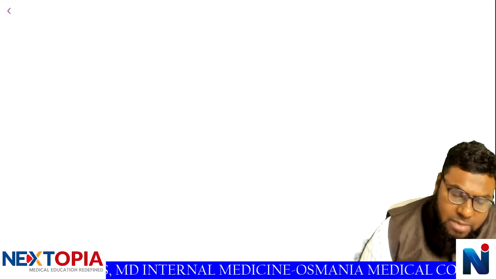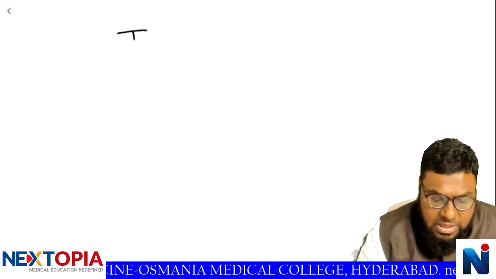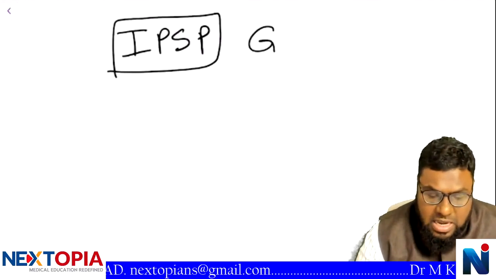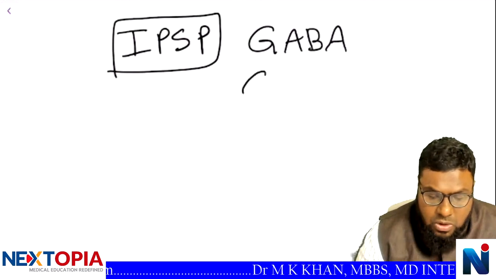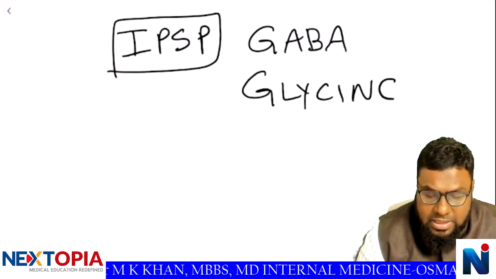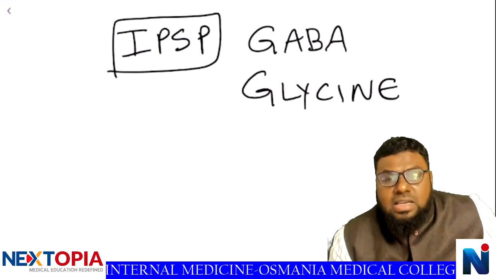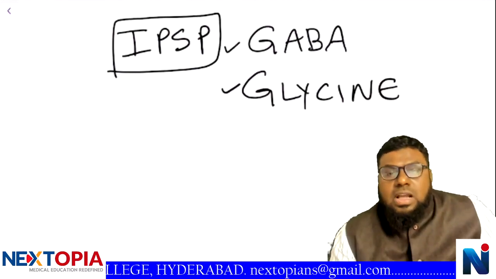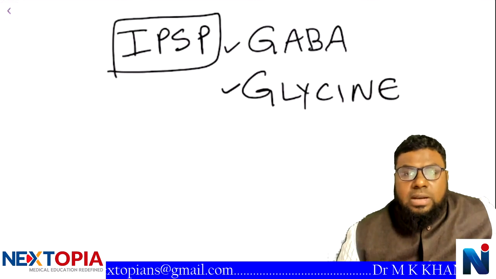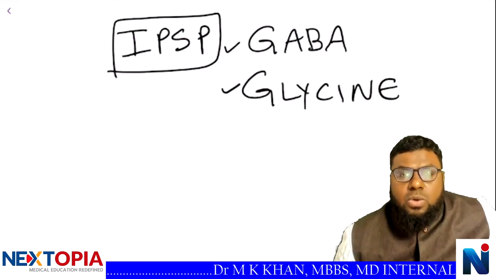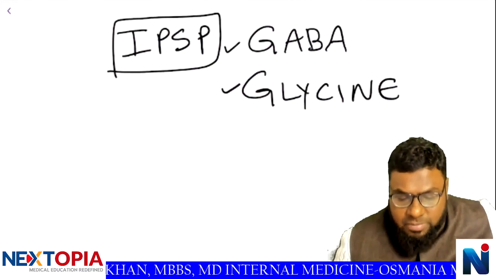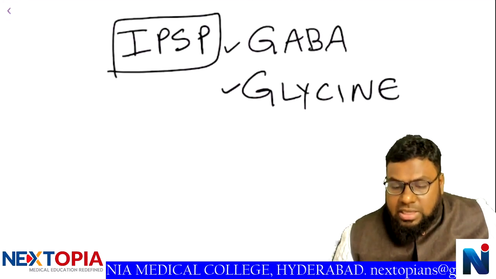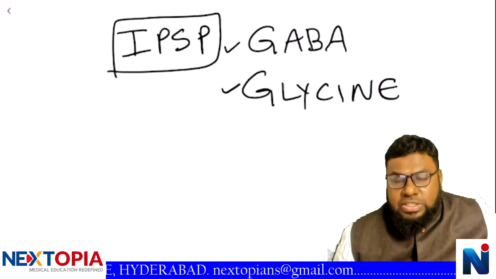Please remember, there are only two types of neurotransmitters in the entire central nervous system which are inhibitory. So IPSP is because of GABA or glycine. All other neurotransmitters are excitatory. Inhibitory are only GABA and glycine. These two have endogenous ligands and receptors which bring about the inhibitory postsynaptic potential. You will have to remember this. GABA and glycine bring about inhibition. So if you want to stop the neuronal excitation, give GABA mimetic agents or glycine mimetic agents.